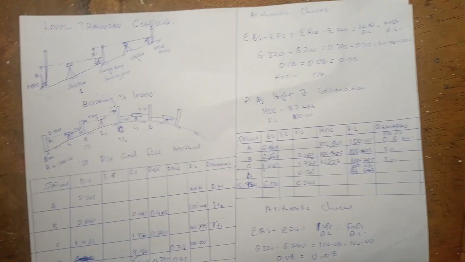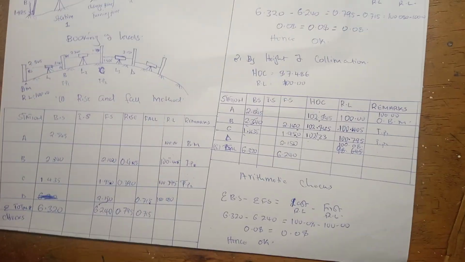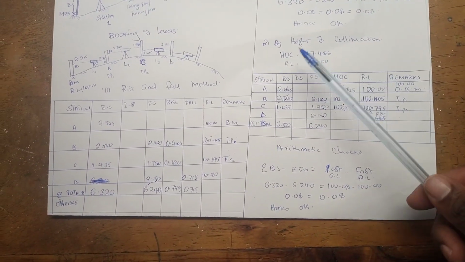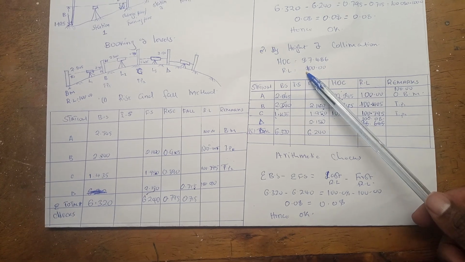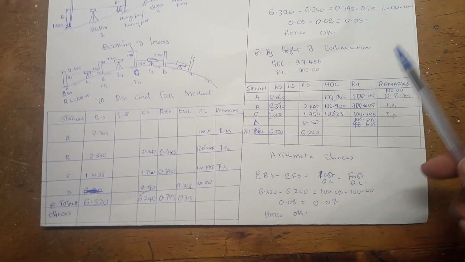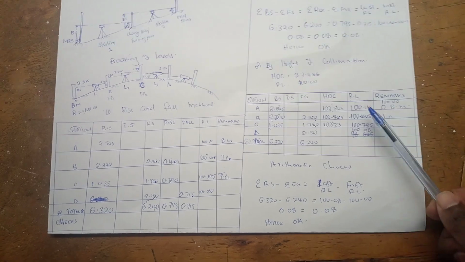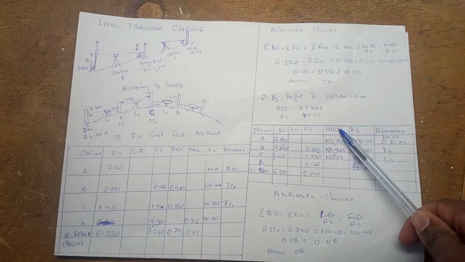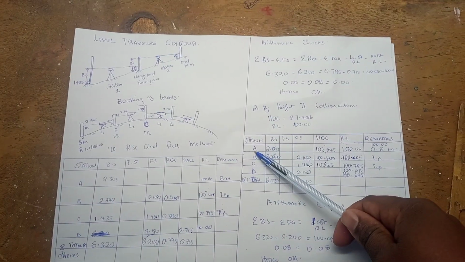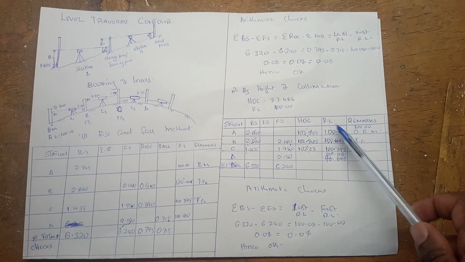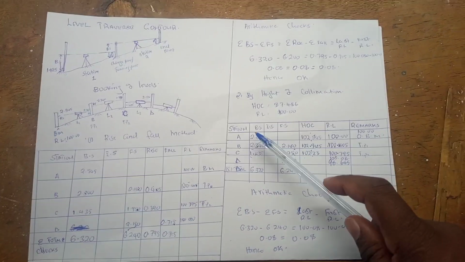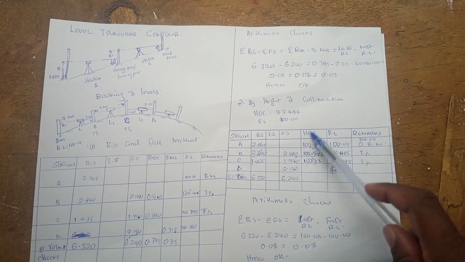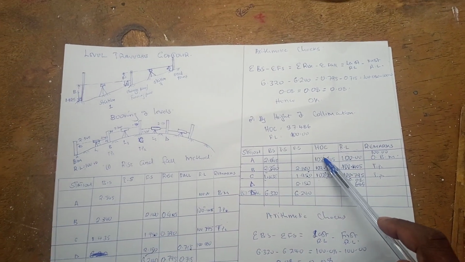The other method was the height of collimation method. For you to get the reduced level, it is usually given. Now for you to get the height of collimation at point A, you add the backsight to the reduced level to get the height of collimation at point A.